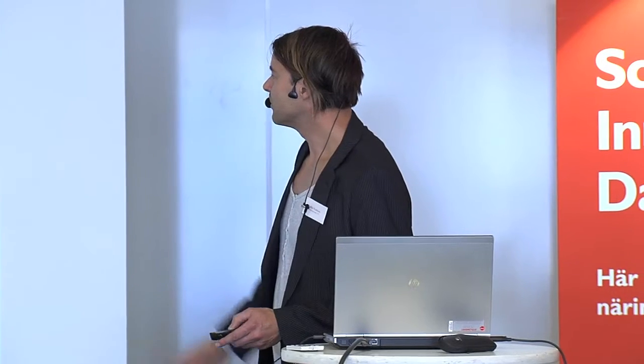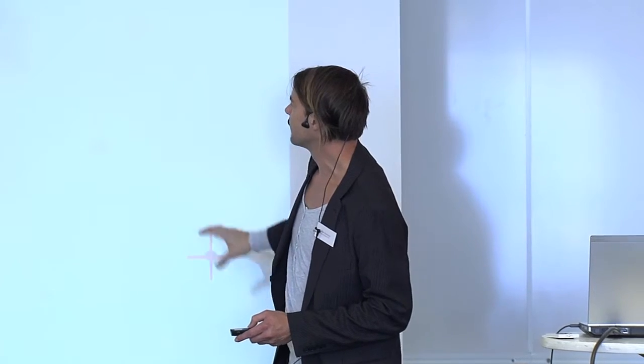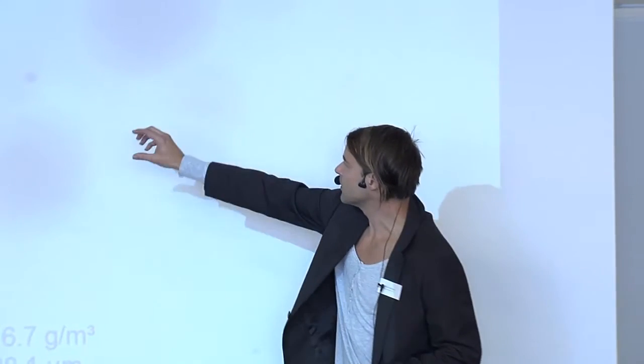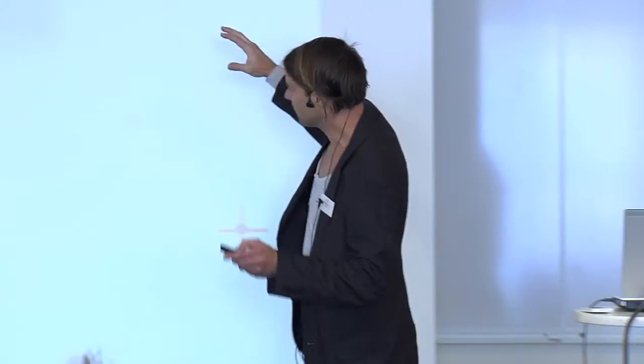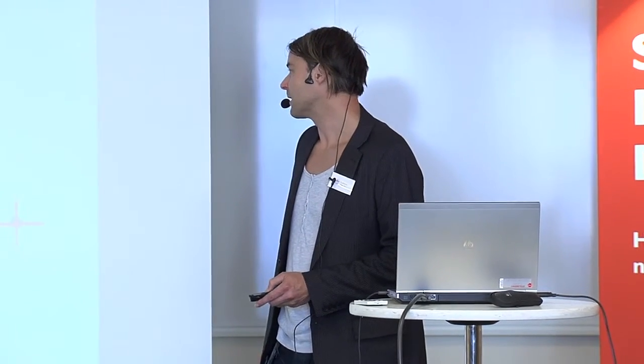Yeah, here are some results. It's hard to see here, but it's droplets anyway. It's examples of droplets. And we detect some of these. You see some of them are out of focus and some are in focus. But by calculating the ones that are in focus, we can see that, okay, we get a liquid water content. We have 16 grams per cubic meter, and we have a median volume of 38.